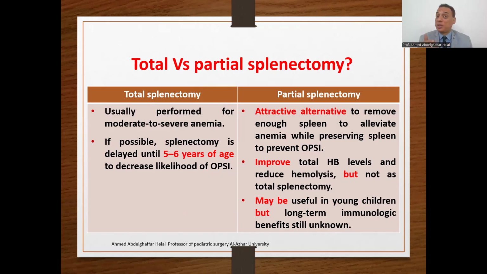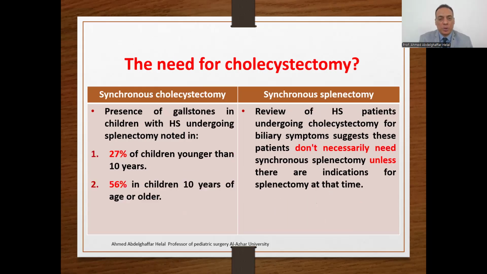On the other side, there is a partial splenectomy. It is an attractive alternative to the pediatric surgeon, to remove enough spleen to control anemia while preserving the immune function of the spleen. Sometimes it improves the total hemoglobin and reduces hemolysis, but not as much as total splenectomy. It may be useful in young children, but the long-term immunological benefit is still not well known. So there are two schools, total versus partial, in the treatment of hereditary spherocytosis.